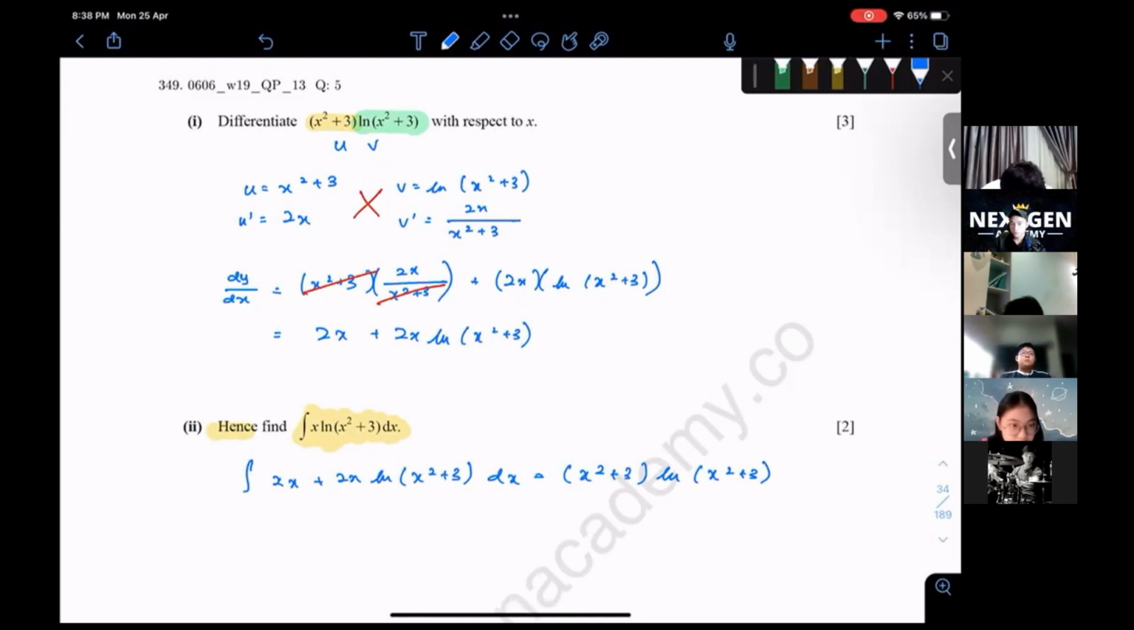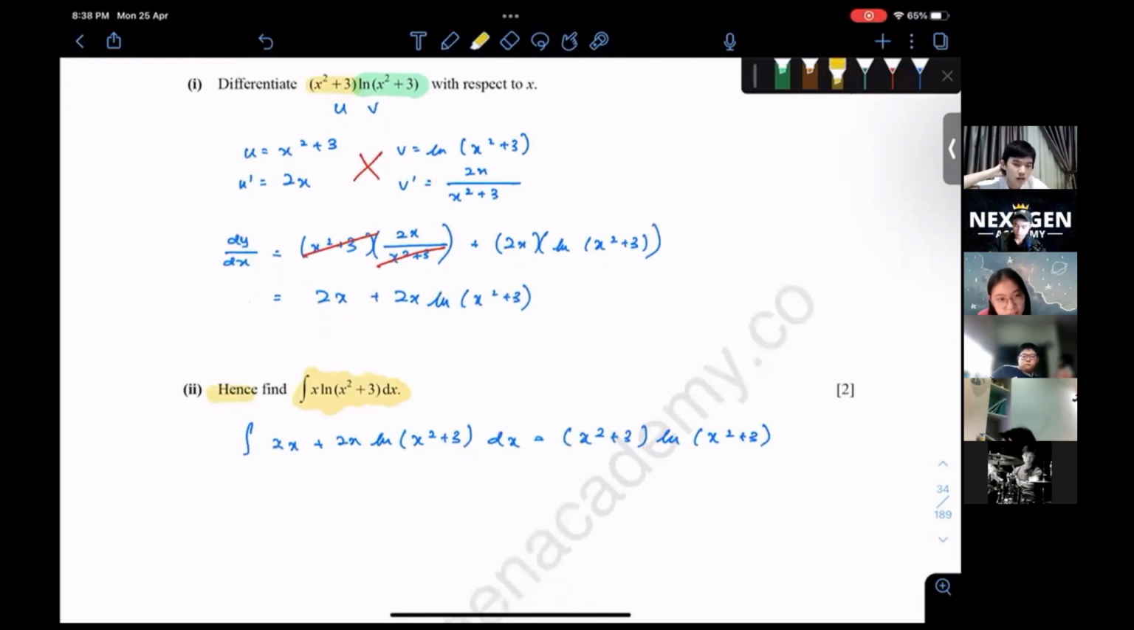No, don't do that first. Okay. Try to think. So what do you want left on the left-hand side? You want the question, right? So you don't have to factorize. You want x ln x squared plus 3 dx left. Okay, you slowly move it up.